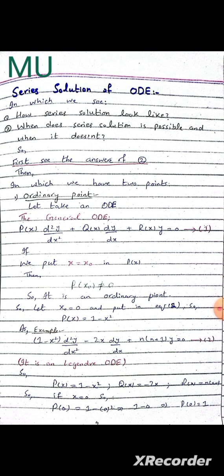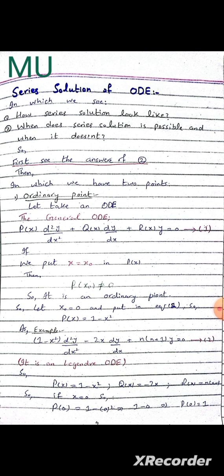There are two types of points: ordinary point and singular point. Number one, ordinary point. Let us take a general ODE as p of x into d square y by dx square plus q of x into dy by dx plus r of x into y is equal to 0, which is equation number 1. So if we put x is equal to x naught, a specific point, in p of x, then p of x naught is not equal to 0, so it is an ordinary point.